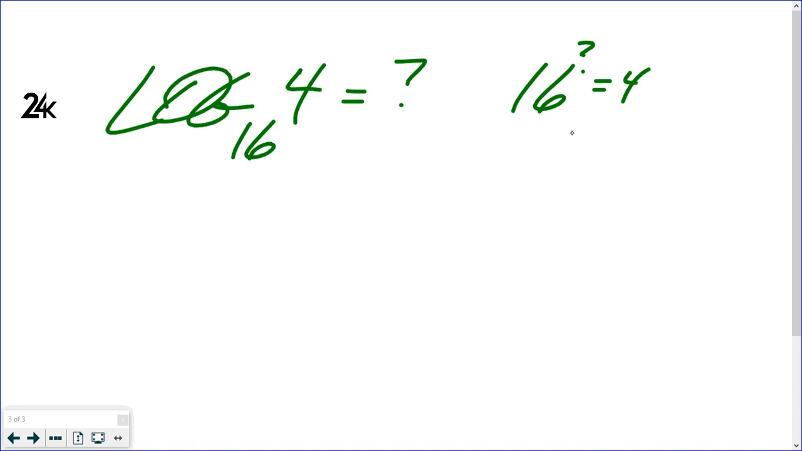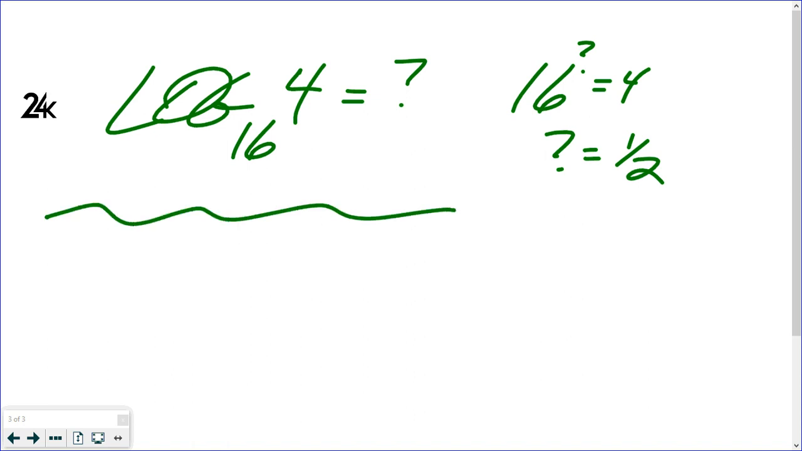Ouch. So what power of 16 gives you 4? Well, the square root of 16 is 4. So square root is meaning you're taking it to the half power. Okay, so now instead of question marks, I'm going to use x's.